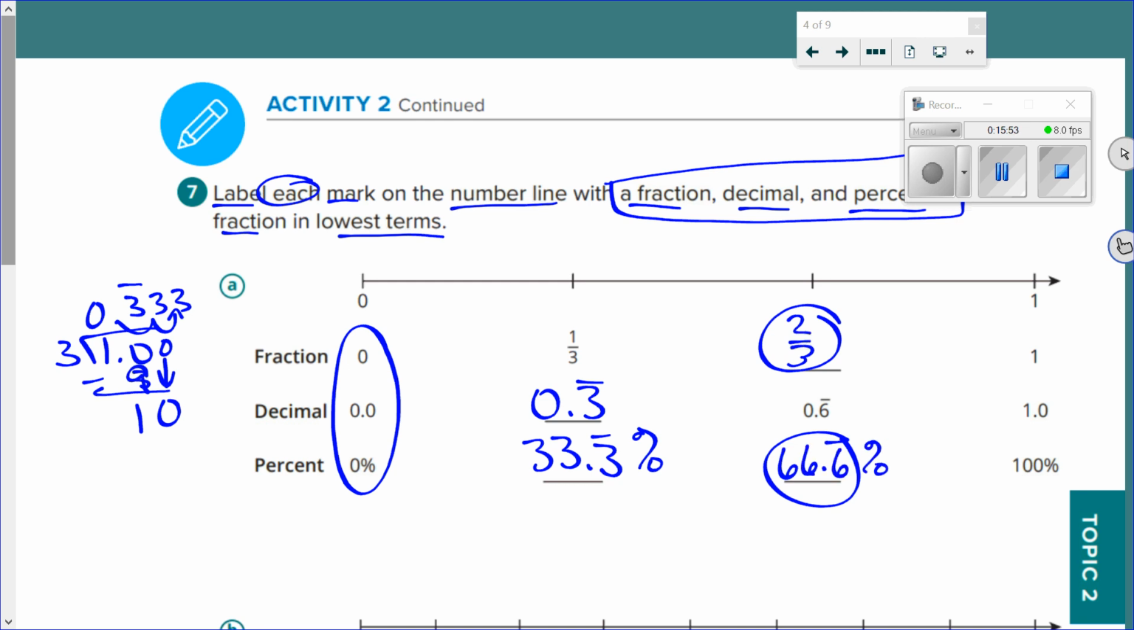66.6%. Because it's going on forever. I'm just moving my decimal 2 places to the right. Make sense, guys?